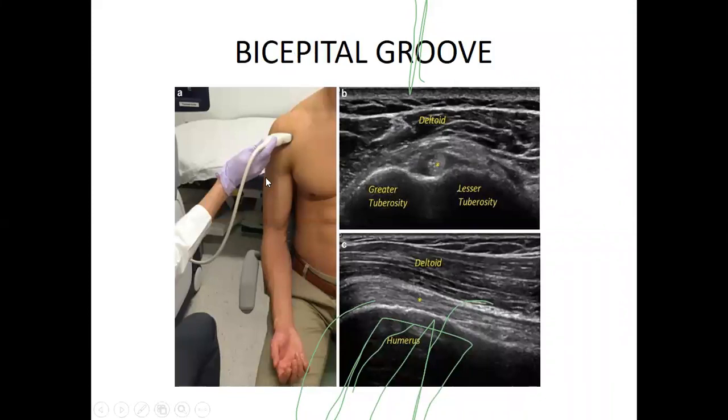This is another image that I wanted to demonstrate again. Continue to appreciate it. If you see the patient is well relaxed and seated, just put your probe there. Greater tuberosity, lesser tuberosity, the deltoid muscle. Again, we've got that echogenic structure. This is now the long axis. You can see this is now.